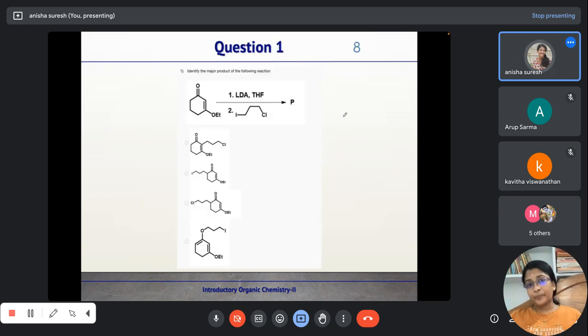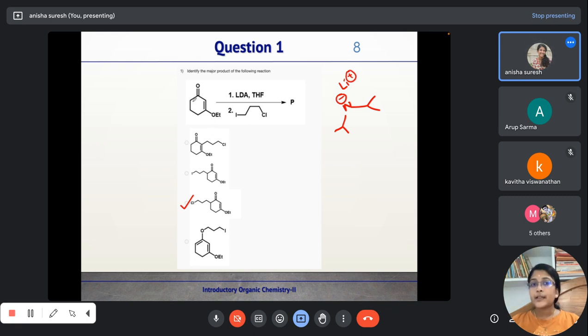Now coming to question number 1. This is the first question. We have a cyclohexenone compound here. It was treated with LDA in THF, which will lead to formation of an enolate, and it was quenched using this compound. So what will be the major product resulting here? Any idea? Here LDA, lithium diisopropylamide, is a base. Option 3 is the right answer.